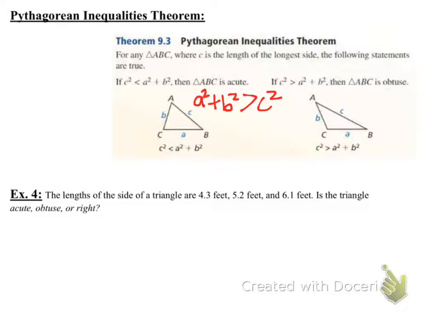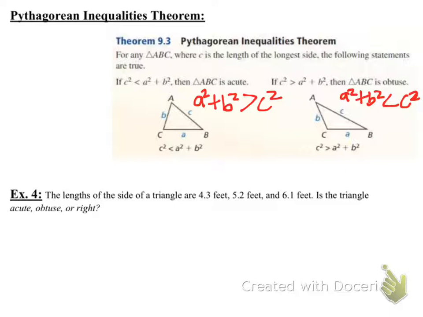And then the opposite, if a squared plus b squared is not greater than c squared, where c is the biggest side, that means that it was an obtuse angle right here, across from the hypotenuse. So let's look at example 4, and that might make more sense. So we say the lengths of the sides of a triangle are 4.3 feet, 5.2 feet, and 6.1 feet. So we don't need to know what it looks like. We have their measurements. Is the triangle acute, obtuse, or right?